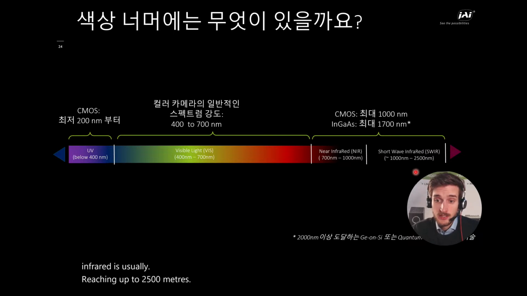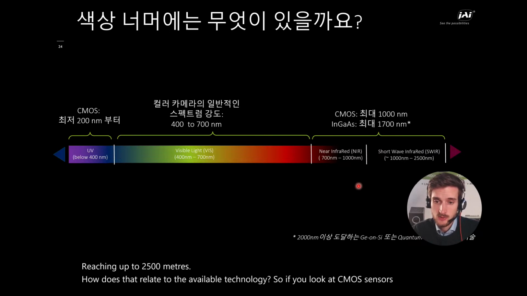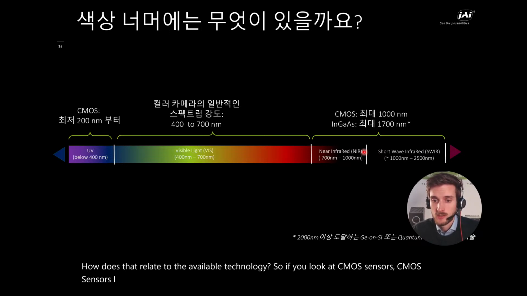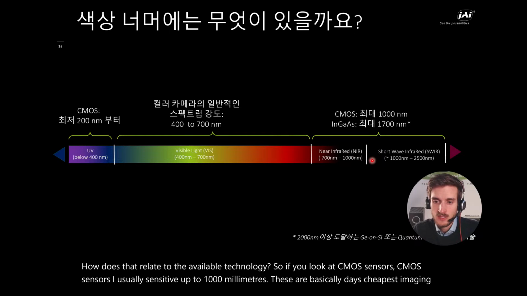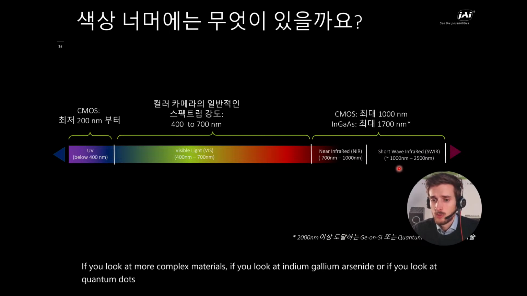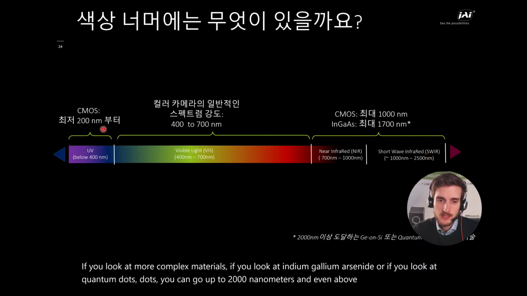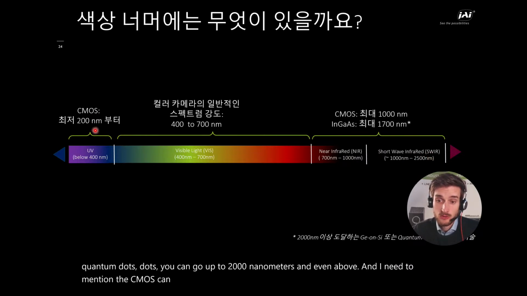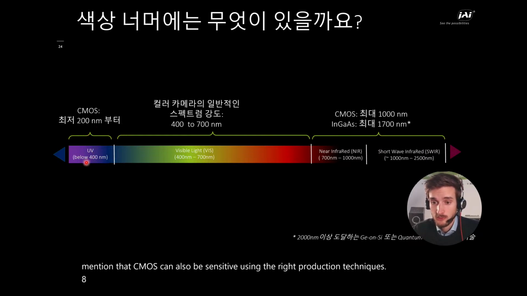How does that relate to the available technology? CMOS sensors are usually sensitive up to 1000 nanometers. So these are basically today's cheapest imaging devices. If you look at more complex materials, indium gallium arsenide, or quantum dots, with those you can go up to 2000 nanometers and even above. And I need to mention that CMOS can also be sensitive in the UV range as well, using the right production techniques.